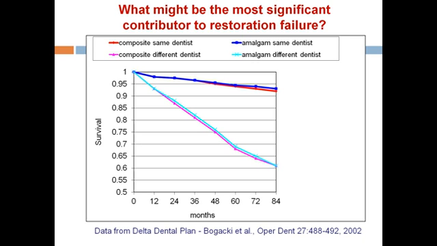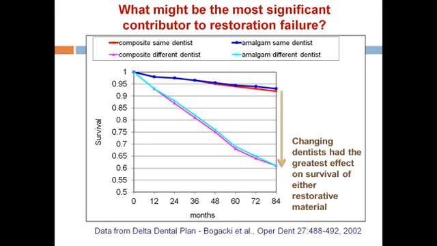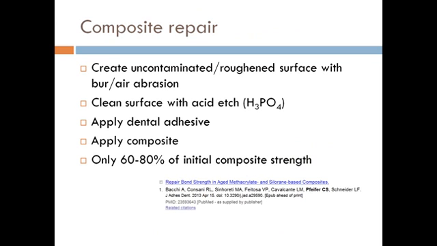And not all discolorations are caries. They might just be staining. So other than aesthetically, you might not need to replace that restoration if it's just discoloration and not caries. And if the dentist knows the history behind the restoration, in other words, if the dentist was the one who placed the restoration, they're more likely to advise the patient to wait and see if this is going to evolve to something worse. So anyways, changing dentists had the greatest effect on survival of either restorative material.